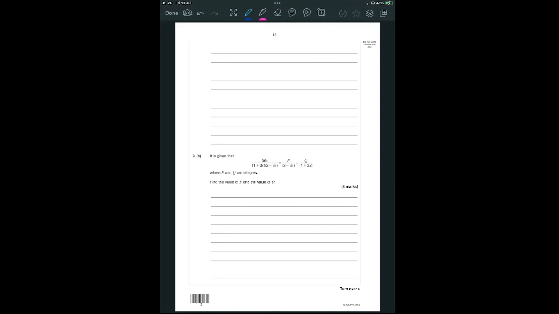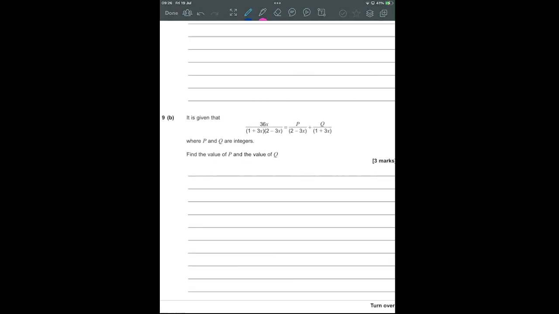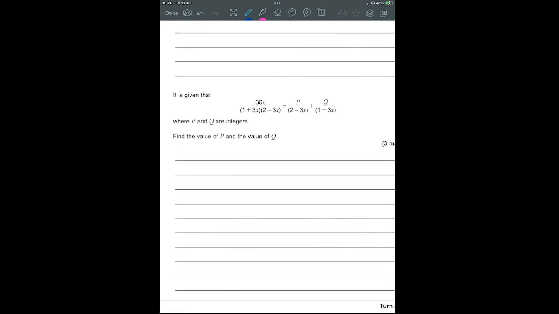It's given that. Okay, so this is where part A is going to come in. There's the 1 plus 3x on the denominator. It is given that. Find the values of p and q. So the trick with these is to multiply up by the denominator. On the p, the 2 minus 3x cancels. On the q, the 1 plus 3x cancels. And we get that kind of expression.